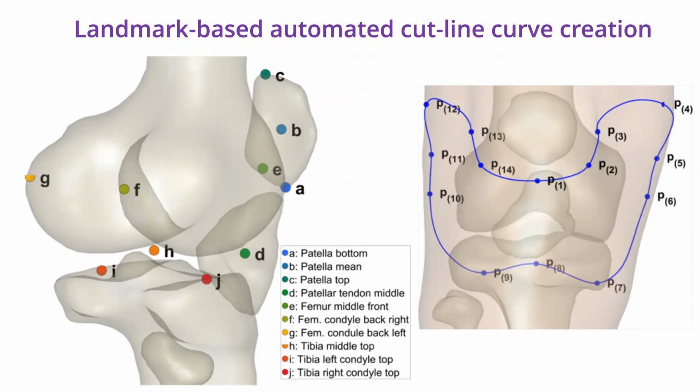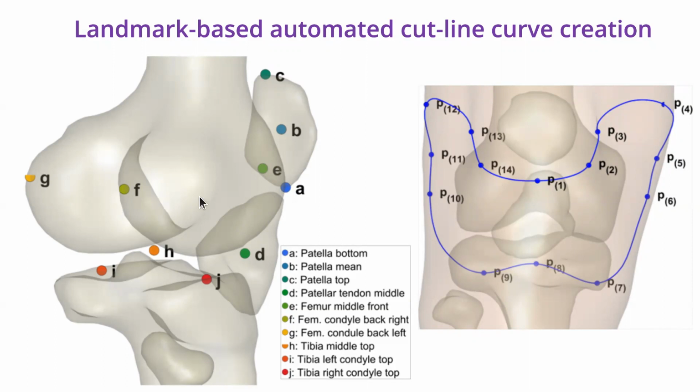Okay, so next part. We have the surface geometry, we have some mechanical property information. Now we want to initiate a design. So I automated this based on landmarks. You can see bony landmarks there. G and F are the back of the condyles of the femur, for instance. B is the middle of the patella.